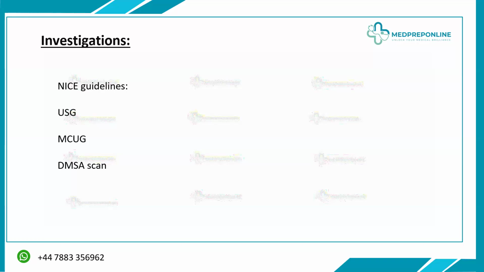Ultrasound can be done either urgently, and it can be done 6 weeks after the UTI according to the clinical indication. It's preferred to do after 6 weeks just to find out if there is any renal scarring. And MCUG is done after the UTI has been resolved. And DMSA scan is preferred to do 4 to 6 months after the UTI to find out if there is any renal scarring.